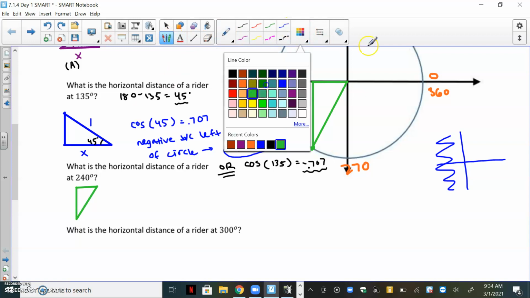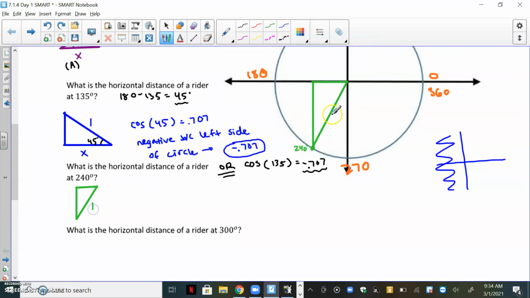Okay, so what do we know about this triangle? We know the hypotenuse is 1. We know that we're trying to find the base, so we put x right over here. And we don't know this angle inside of the triangle. All right, but we can find it. We know that this angle represents the space between 180 and 240. So if we just do 240 minus 180, that would get us our answer. So that means this is a 60-degree angle.